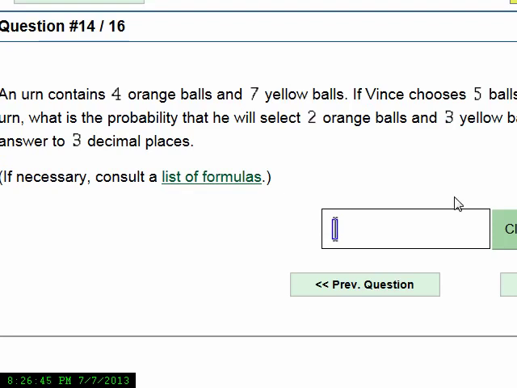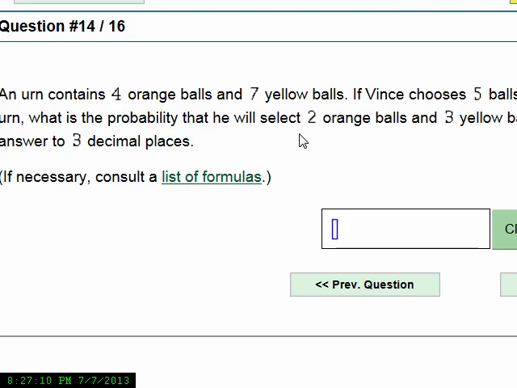The urn contains 4 orange balls and 7 yellow balls. If Vince chooses 5 balls at random from the urn, what's the probability that he will select 2 orange balls and 3 yellow balls? Round your answer to 3 decimal places. It's kind of like the problem we had earlier with the committee where we had 2 women, and 4 out of the 9 were women. But this one's a probability, not how many ways.